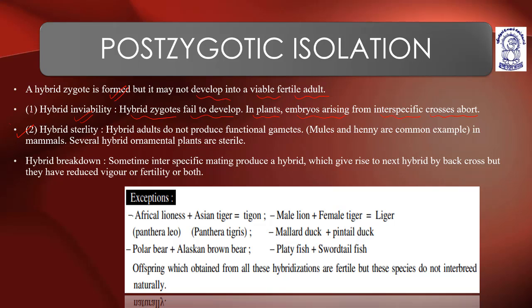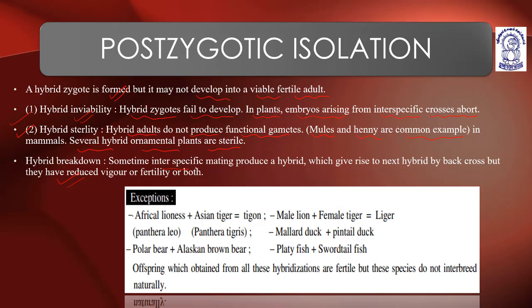Hybrid sterility: hybrid adults do not produce functional gametes, meaning they are sterile. Mules and hinnies are common examples. They are produced to fulfil a particular desire, but they are not fertile in mammals. Several hybrid ornamental plants are sterile. There are many ornamental plants which are sterile. Hybrid breakdown.